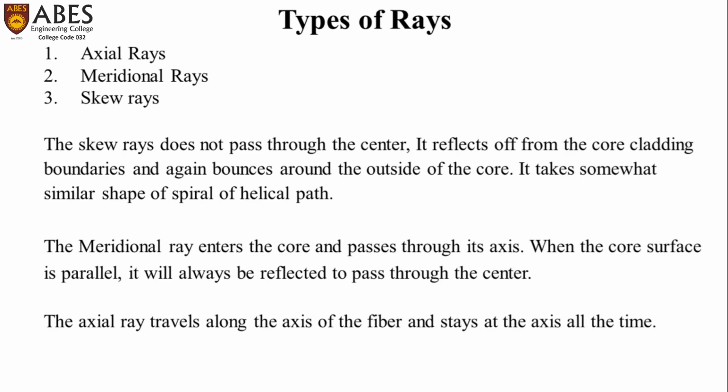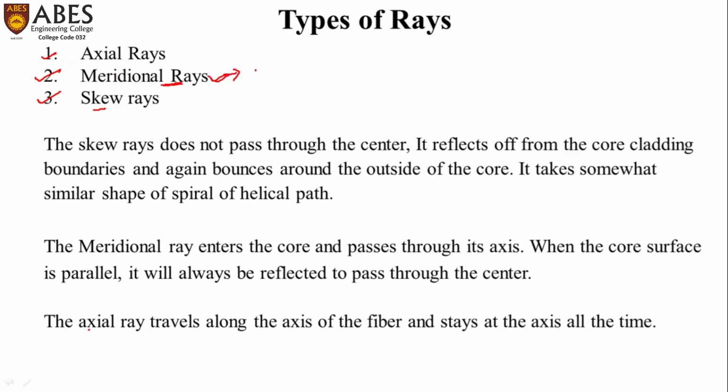Now, types of rays. As we know, different types of rays propagate inside the optical fiber. The types are axial ray, meridional ray, and skew rays. Till now, what we have discussed is the meridional ray. The numerical aperture and acceptance angle that we have calculated till the previous lecture are on the basis of meridional ray. And now we are going to learn about skew rays and the axial ray.